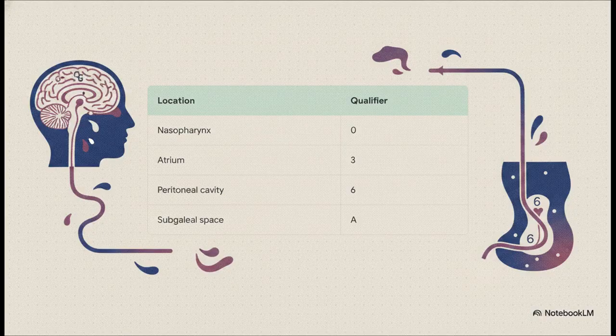Just looking at these diverse qualifier values for the to location, you can really see how fluid the logic is here. If a flexible tube is implanted to drain excess cerebrospinal fluid for hydrocephalus, you're usually shunting that fluid from the cerebral ventricle in the brain straight to the abdomen. So your from body part is the cerebral ventricle, which gives us a 6, and your to qualifier is the peritoneal cavity, which, conveniently, is also 6. You're literally just following the fluid's path.